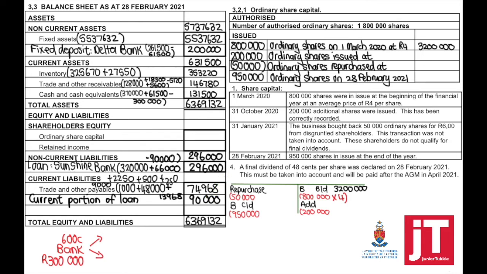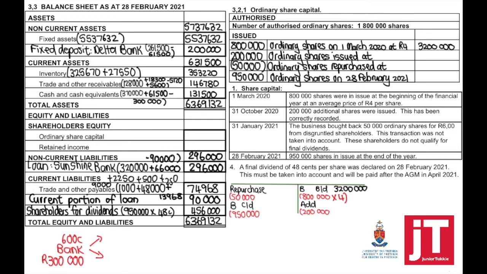a final dividend of 48 cents per share was declared on 28 February 2021. This must be taken into account and will be paid after the AGM in April 2021, which means that is in our next financial year. This must go to shareholders for dividends. So to calculate this, remember what it said when we repurchase shares. These shareholders do not qualify for final dividends. If they do not qualify, it means we need to use the balance at the end, the 950,000, and we're going to times it by 48 cents. So our shareholders for dividends is 456,000. Remember, this must also go to your retained income note.